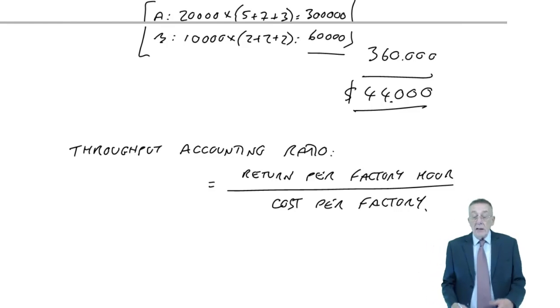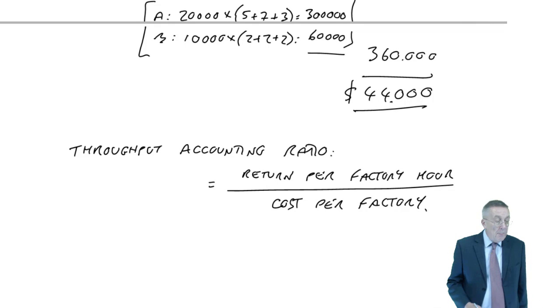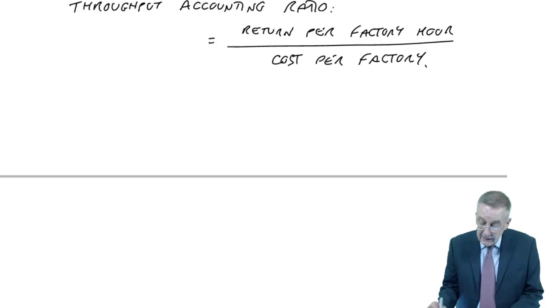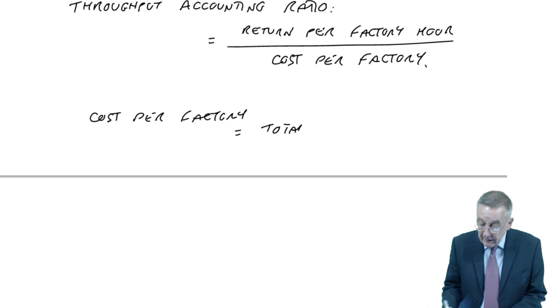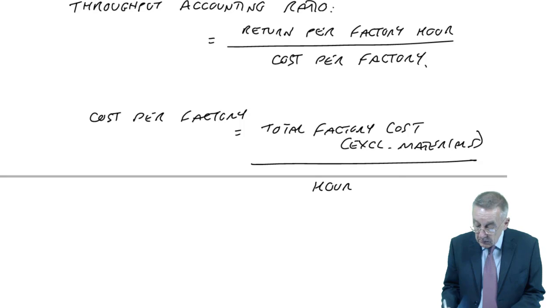Now, the return per factory hour, we already know. We calculated it earlier, I'll wind back in a minute. But the cost per factory hour we're going to need. And the cost per factory hour is the total factory cost, excluding materials, divided by the hours available.